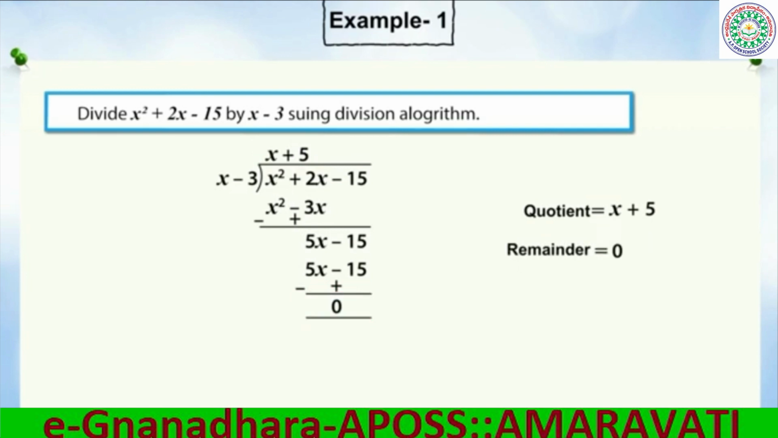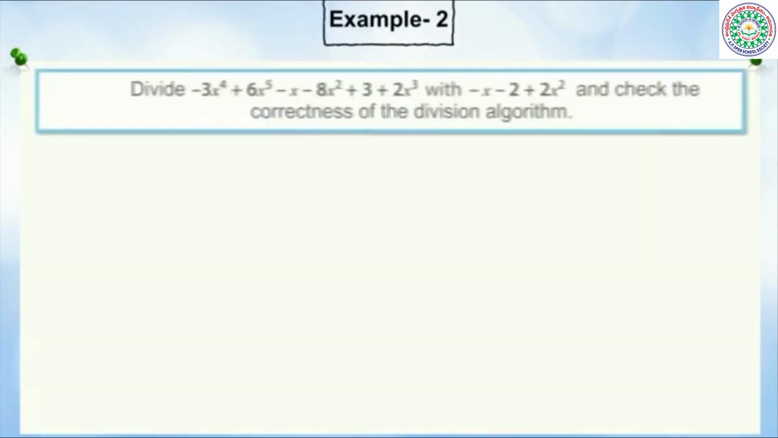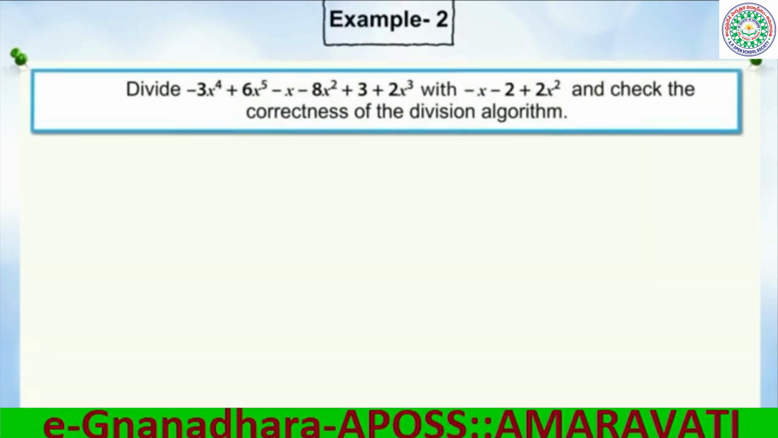Do you know that when the division process ends, if the remainder is 0, the divisor is called a factor of that dividend? Let us see another example.